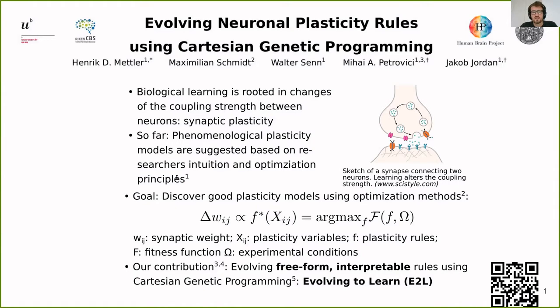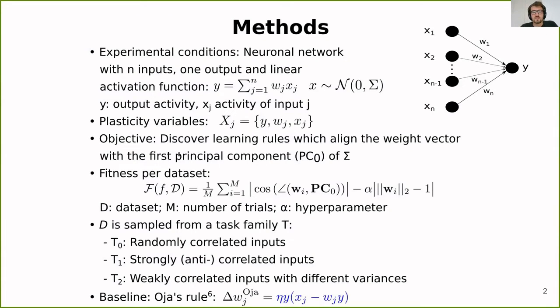In other works, such a function is searched via parameterized functions or ANNs as so-called plastic neural networks. We, in contrast, are interested in finding free-form and interpretable rules by leveraging Cartesian genetic programming. Here, we study a simple all-to-one neuronal network with a linear activation function.